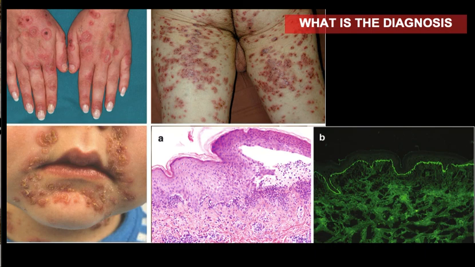The other condition also, we see the same kind of features, the subepidermal bullae formation, but here the IgA deposition will be linear along the basement membrane. So this is linear IgA.